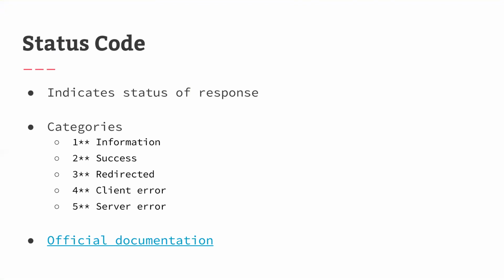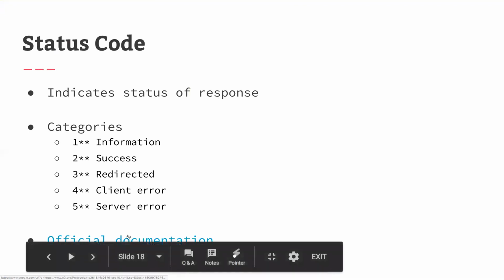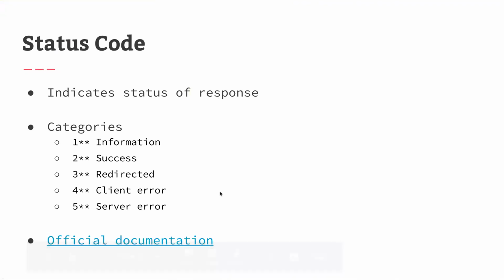All right, and then 5 is a server error. So that happens if you make a request to the server and the Node script crashes, which I'm sure has never happened to any of you. More official documentation on status codes.